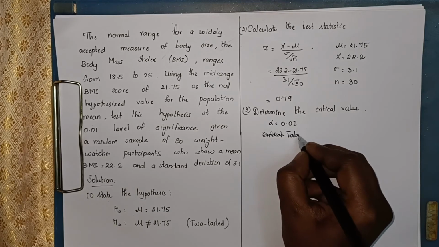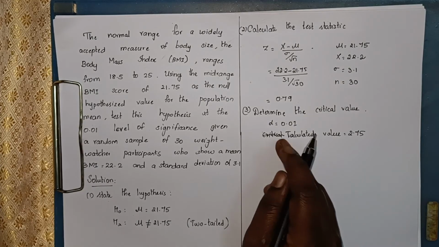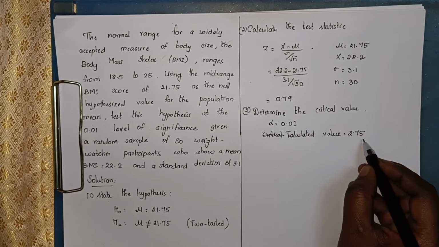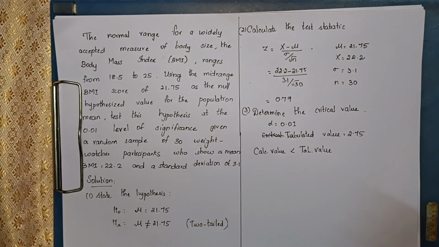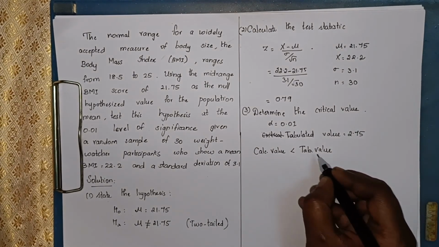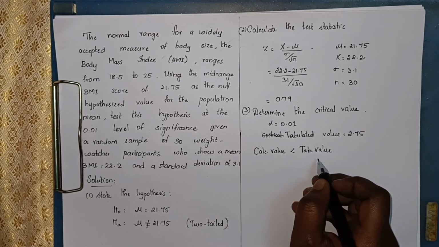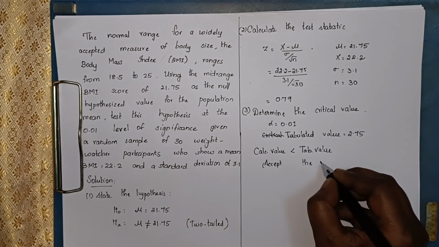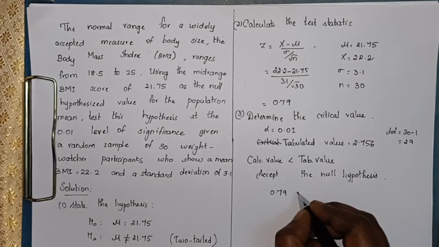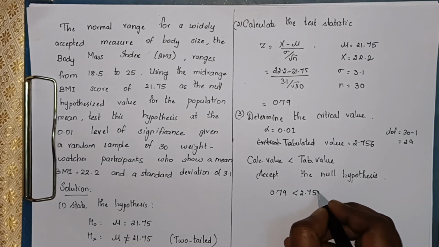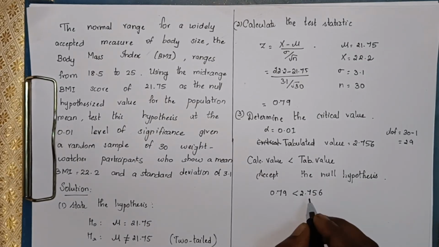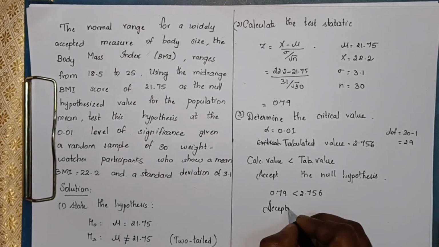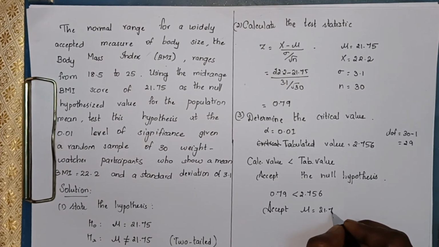Now we are going to compare the calculated value versus the tabulated value. If the calculated value is less than the tabulated value, you are going to accept the null hypothesis. The calculated value is 0.79, which is less than 2.756. So we are going to accept the null hypothesis, that is, accept mu equal to 21.75.